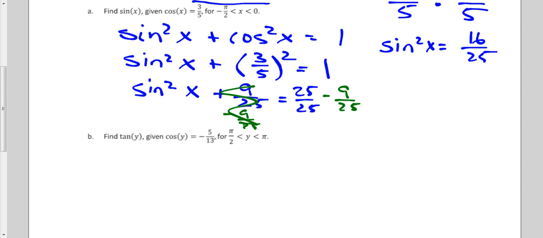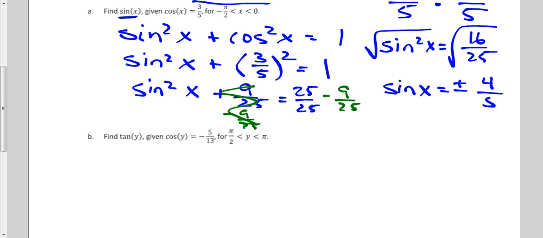Now what? Yep, remember, I'm trying to find sine of x, right? Well, I got the square of sine x. I square root both of them, and I get what? What's the square root of 16 25ths? 4/5, or more accurately, minus 4/5. Yeah, because negative 4/5 is also the square root of 16 25ths, right? All right.